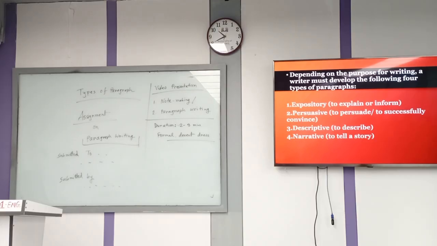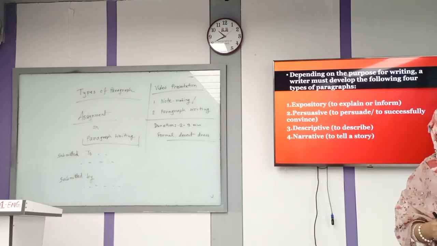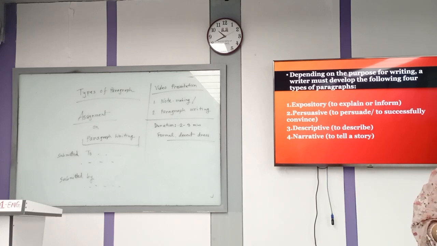So, what does expository mean? To explain something. You have to explain anything like climate change. You have to explain the causes, the effects of climate change. Inform something, the grievous effects of climate change.